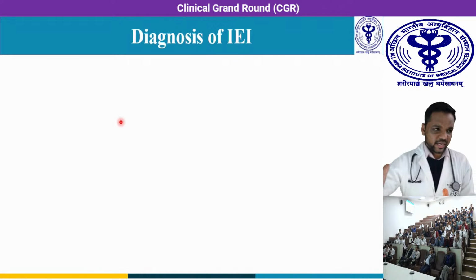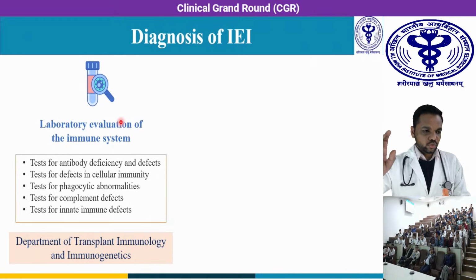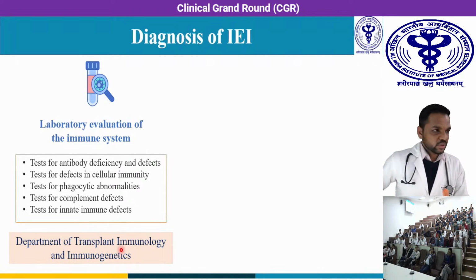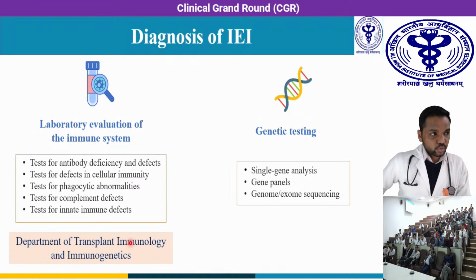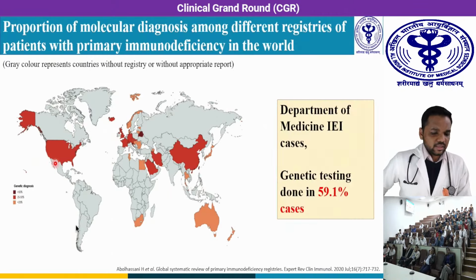Just briefly regarding the diagnosis and treatment. In diagnosis, there are two major categories of investigations that we can do. First is the evaluation of the immune system. These tests are done in our Department of Transplant Immunology and Immunogenetics. The second is genetic testing. But it is not always feasible to do genetic testing in all patients, and it is also very costly. Similarly, across the world, in cases of IEI, fewer than 50% of cases have a genetic diagnosis. In our cases, we have done genetic testing in 60% of cases, mostly because there are various projects undergoing in our department.